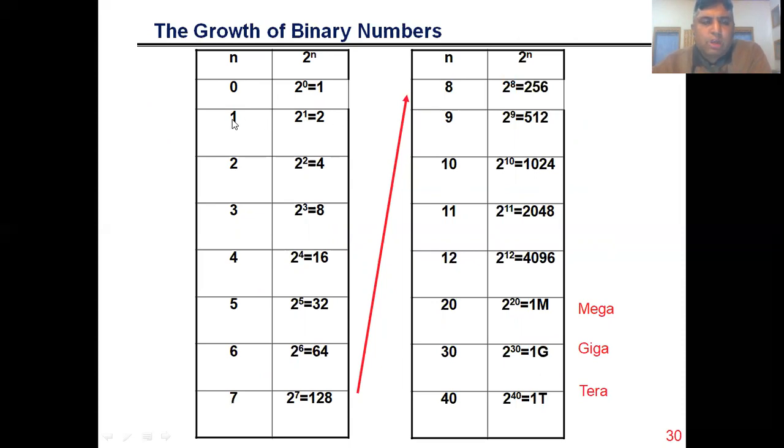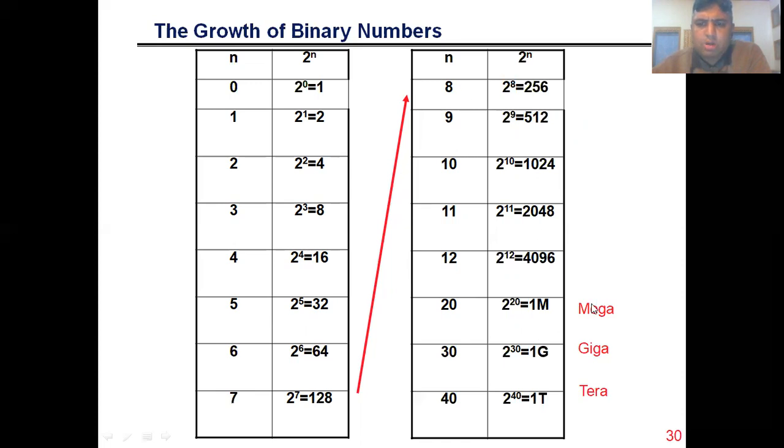Now, if n is equal to 1, 2 raised to power 1 means there are two possible values of a bit. One bit can have two possible values, which is 1 and 0. Two bits can have four possible values: 0 0, 0 1, 1 0, 1 1. In a similar method, we can say 3 bits can have 8 possible values, 4 bits can have 16, and you can go on.